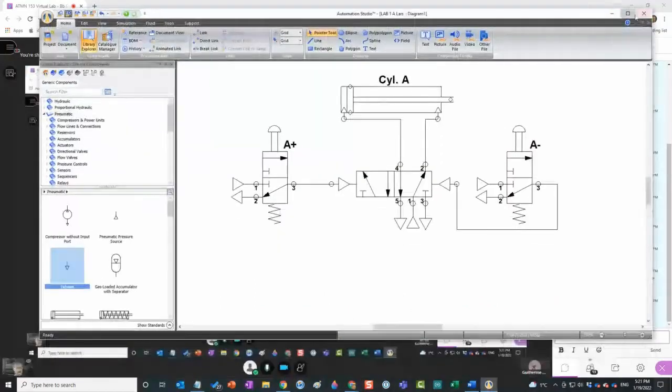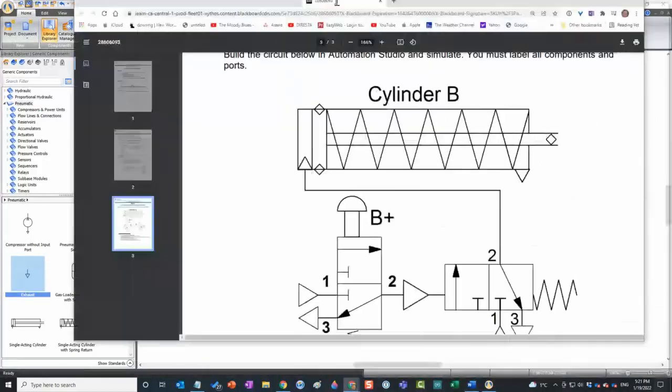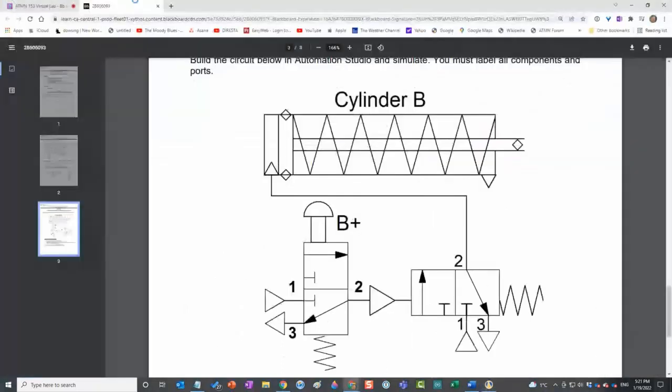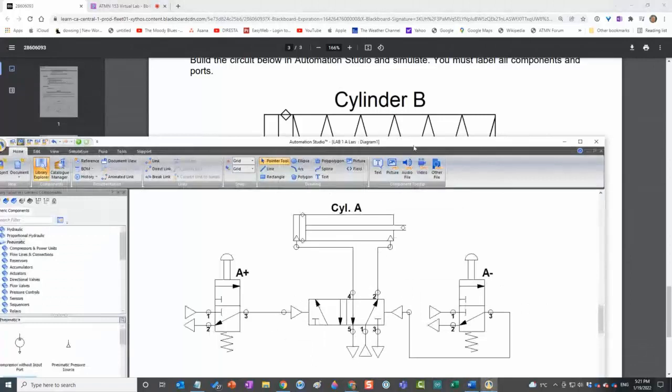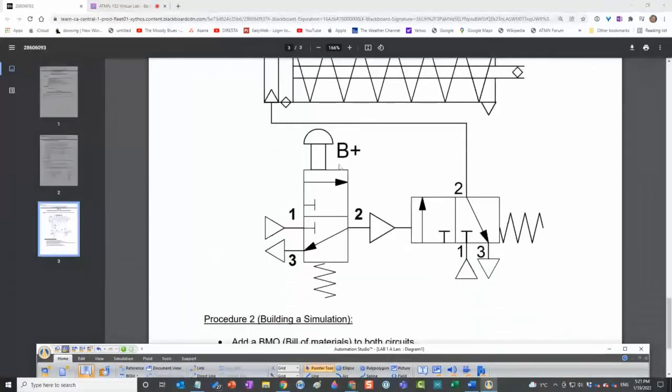So now what I'm going to do is build the next one. And we know the next one looks like this. Just give me a sec here. The next one looks like this. It's a little different. I have a different cylinder. I've got the same valve, but it's labeled differently. And I have a different valve over here.